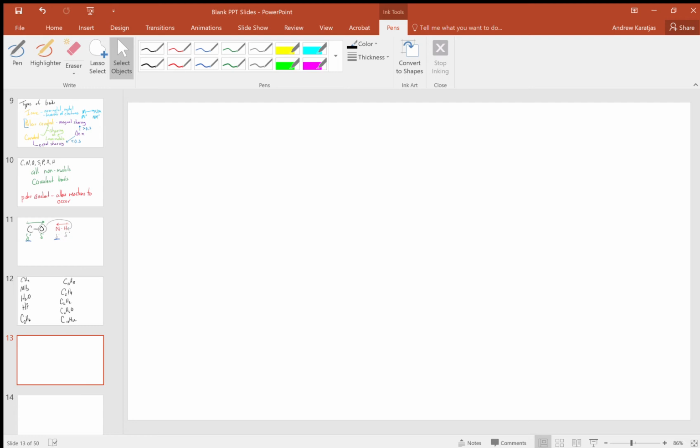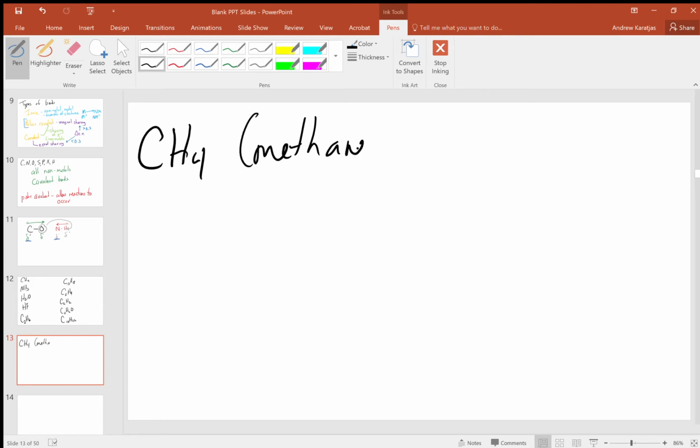Alright, so let's go over these now and see what we came up with. So start with the first one, CH4, which you may know as methane. Now, what do you need to do to be able to draw these Lewis structures?